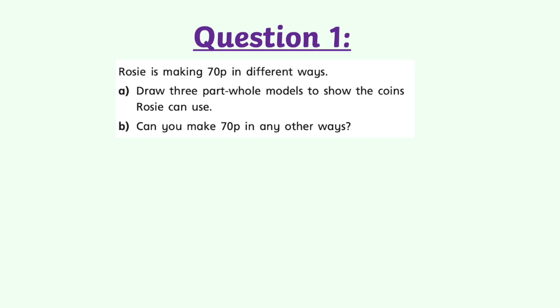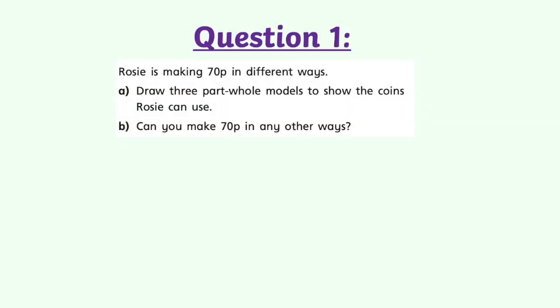Before you have a go at this, just one thing to remind you. When we're talking about using coins, we need to make sure that the numbers we're using are actual coins. For example, we can't use a 3p coin because a 3p coin doesn't exist. We also can't use a 25p coin because a 25p coin doesn't exist. So you need to use coins that actually exist when you're thinking about your parts. So have a go at making 70p in different ways, see if you can draw 3 and then work out whether there's any others. Click pause here and have a go.